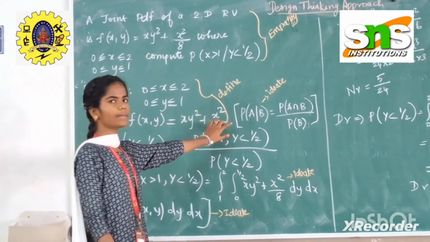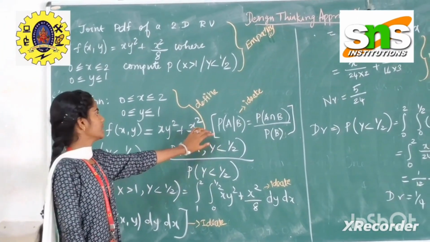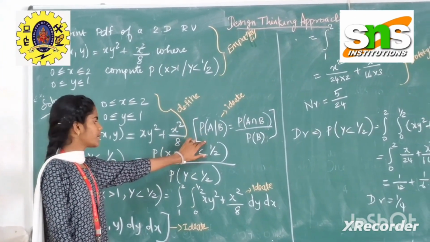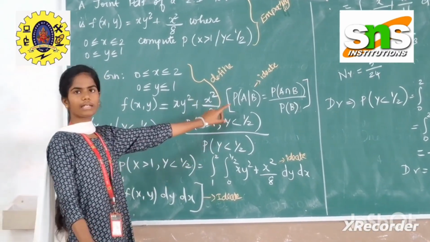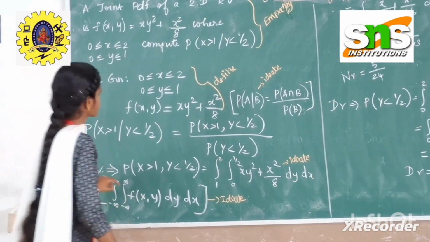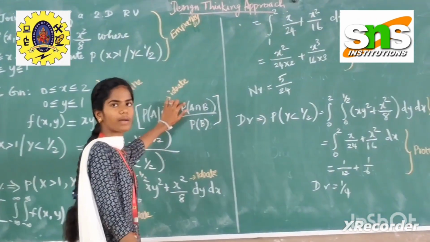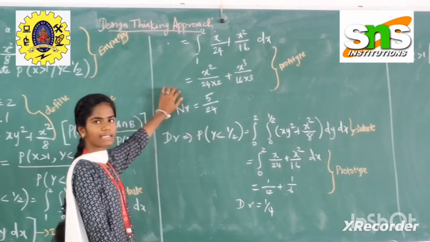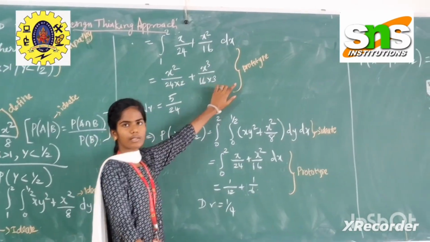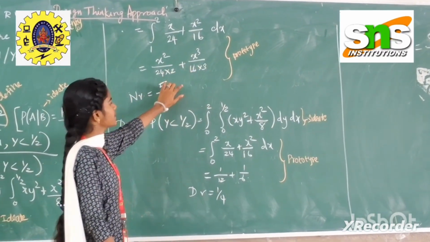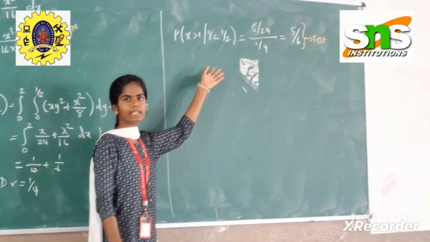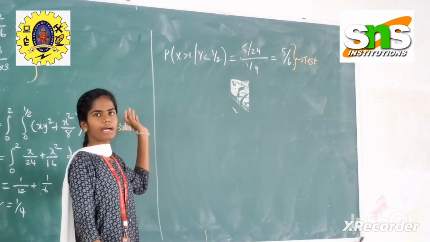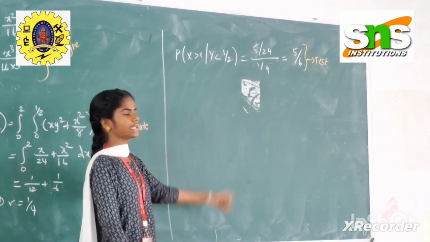And the formulas we use to solve this problem, the basic formula and the continuous random variable formula, are called the ideate part. And by applying these formulas to solve this question and get an answer for the function is called the prototype part. And this is our test part. By applying the prototype and getting a final answer, that is called the test part.